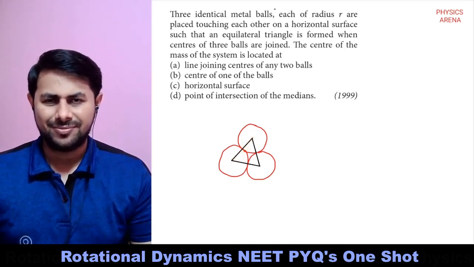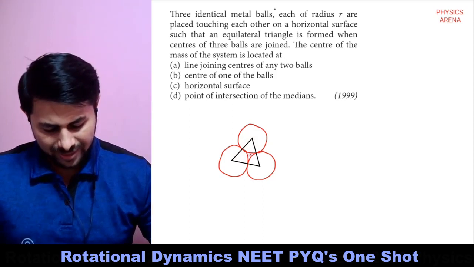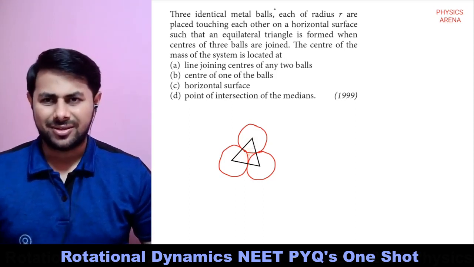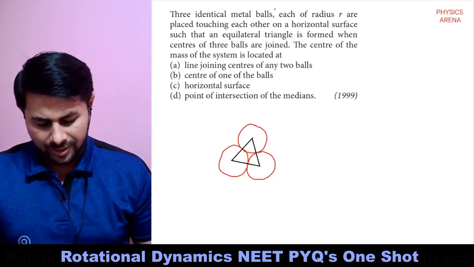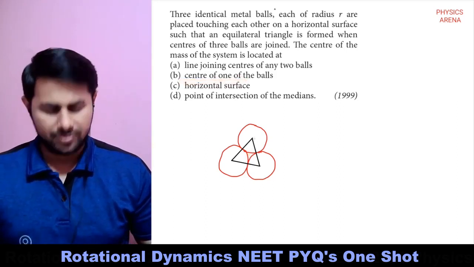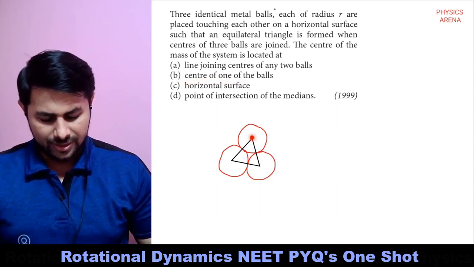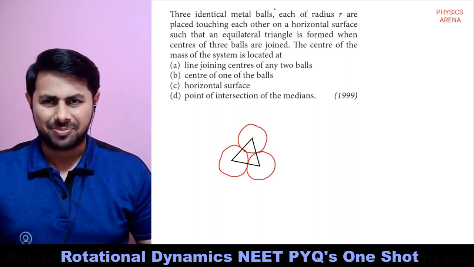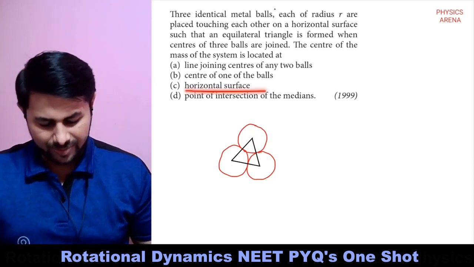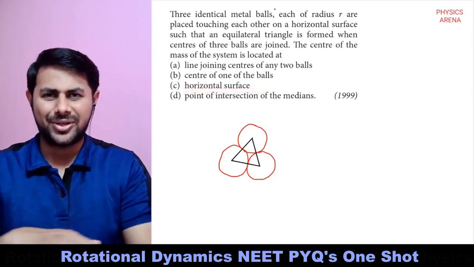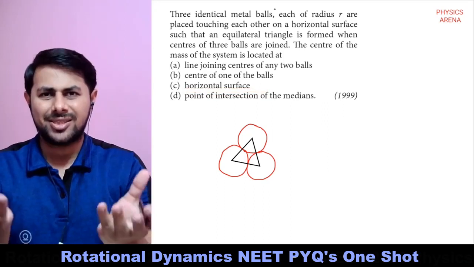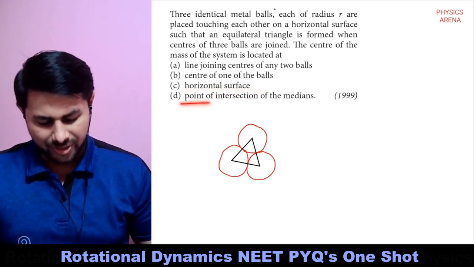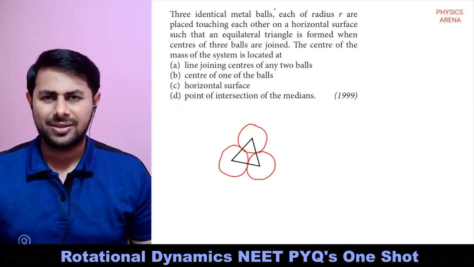It will not be. Center of mass will be here. You can think of symmetry, right? Center of one of the balls can't be there. So it can't be here, right? Center of mass, horizontal surface. It cannot be on the horizontal surface because mass is above the horizontal surface, right? So point of intersection of three medians. So this is the answer.